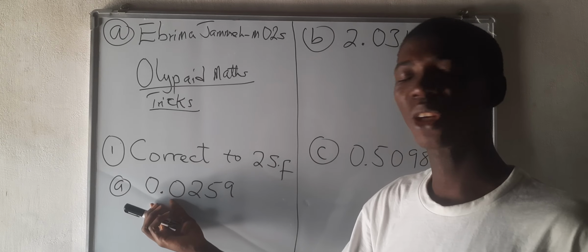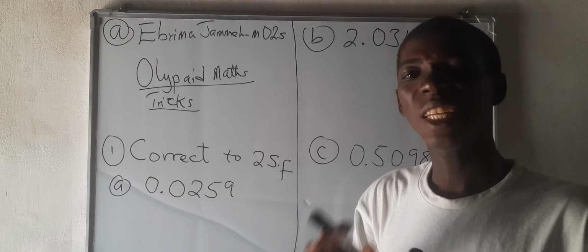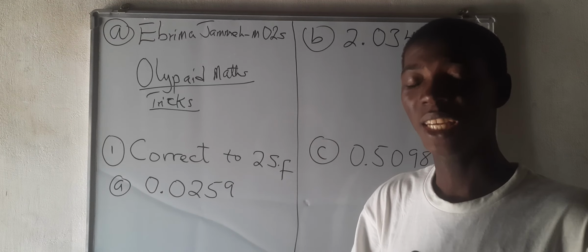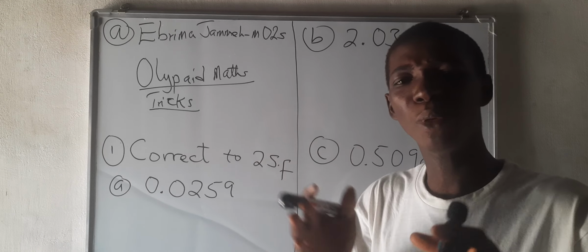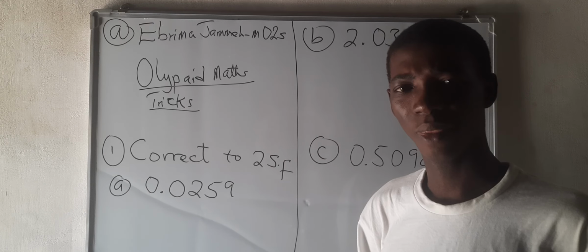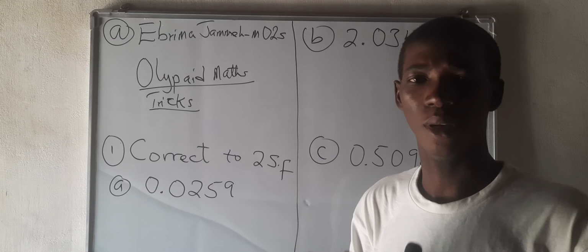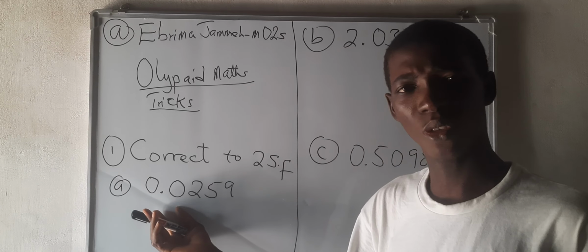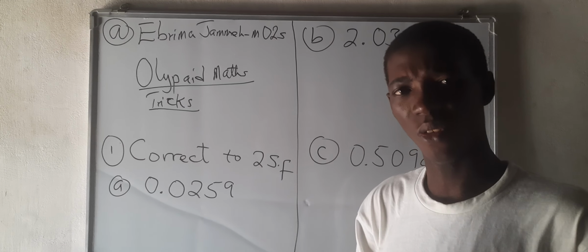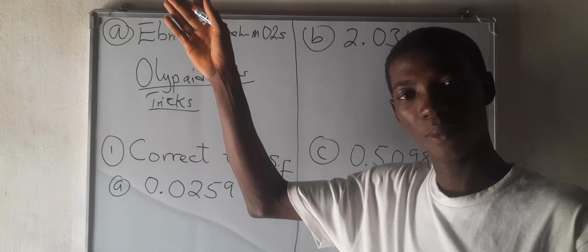So these zeros, you cannot classify them as significant. The reason is, zero can only be significant under approximation when it is in between natural numbers. I don't know whether you are getting this point. Zero can only be significant if it is in between natural numbers. But if you observe this question very well, these two zeros are not in between natural numbers. As I told you, natural numbers start from 1, 2, 3, and go on.